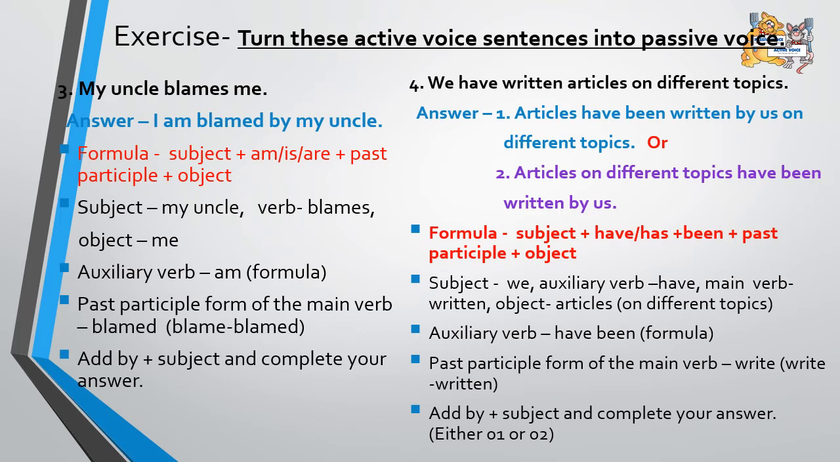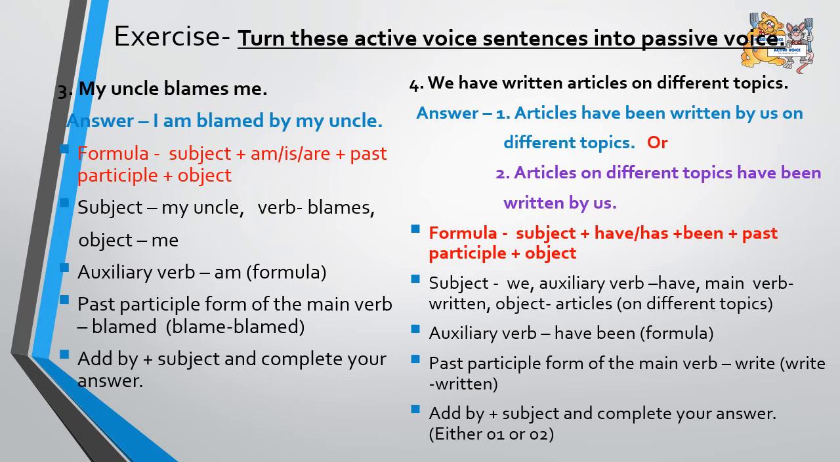The third sentence is my uncle blames me. This sentence is in present simple tense, so apply its passive formula to form the answer. In this sentence, the subject is my uncle, the verb is blames, the object is me. Now we begin the passive voice sentence with the object. In this situation, the object pronoun me becomes the subject pronoun I.